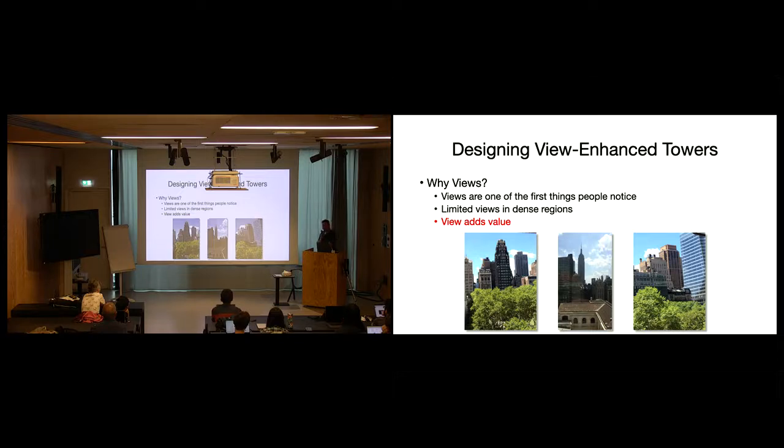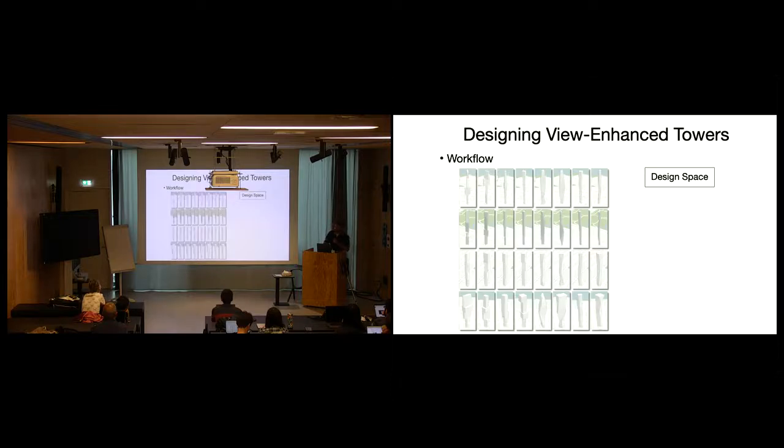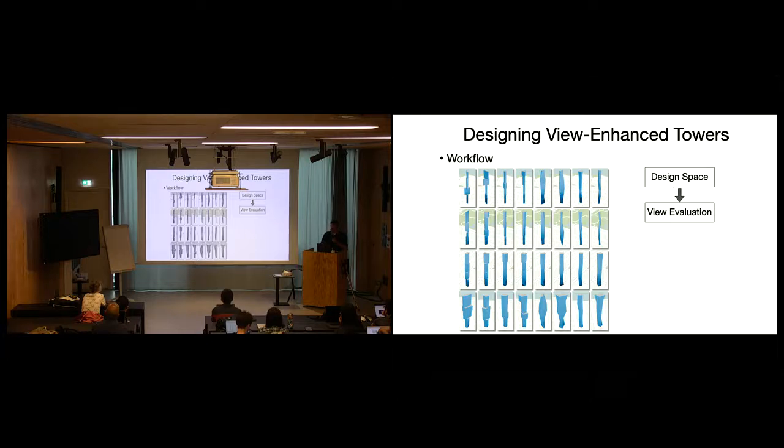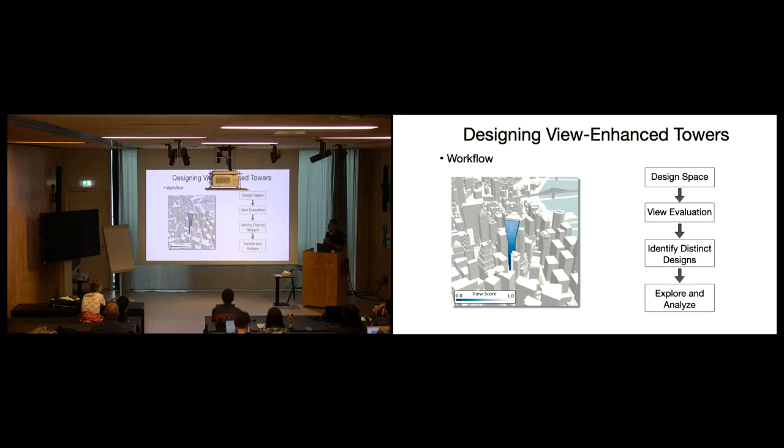So in order to achieve this, we are going to change a little bit the system that I just presented to you to support this choice, right? So what we did is come up with this workflow where you would specify the design space, so you have to specify what are the options that you're looking at, right? And there are many of them, an infinite amount of them, formally. And then you would evaluate how good they are based on the views. From these, you would identify a set of distinct or good ones that the system is going to automatically suggest to the user, because there are infinitely many of them. You don't want the user to look at an infinite amount of buildings. And then it would also support exploration, so you can pick and study these ones to get the ones that you're going to choose later.